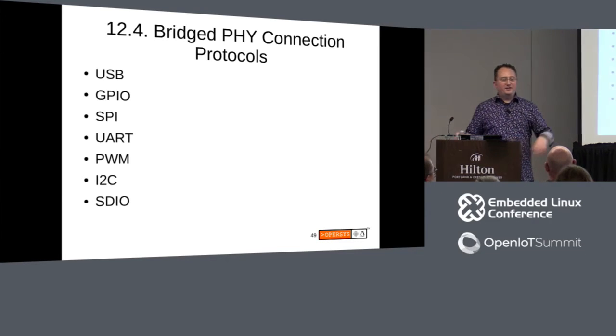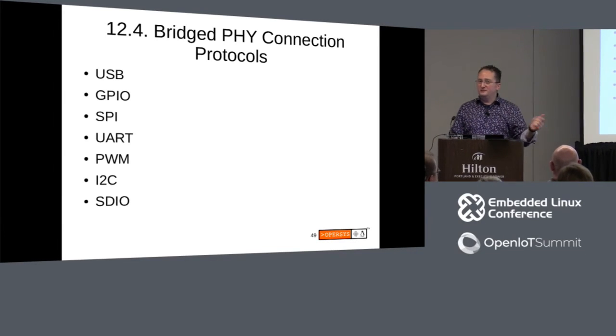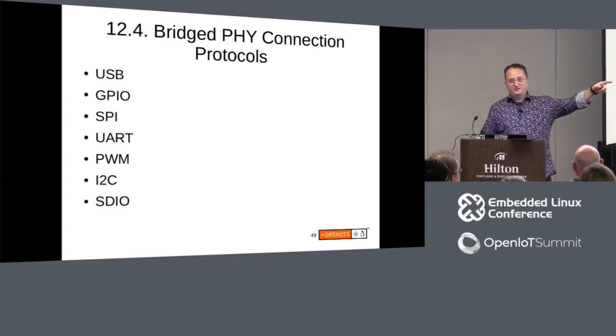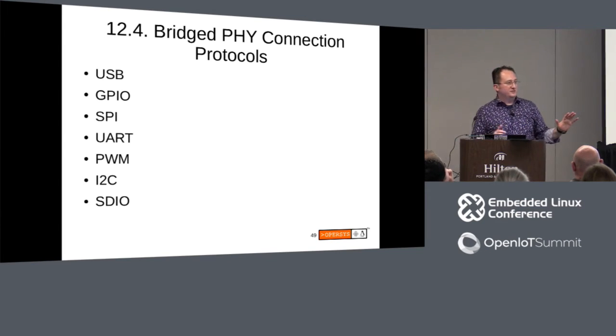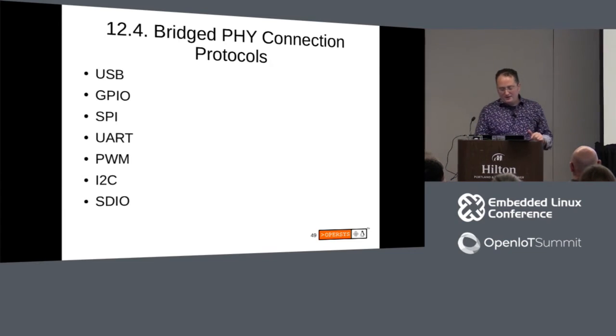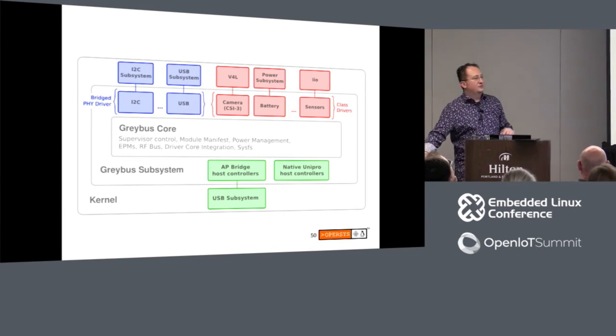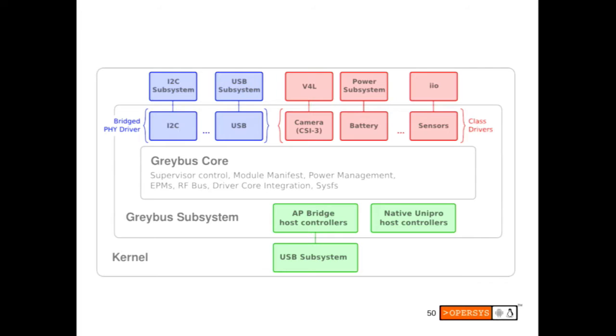In other words, you could have an application on Android talking I2C straight off to the I2C bus on the other side of the module, and the stack was none the wiser. It was all tunneled over Greybus, which gave us something a bit like this. I'm stealing this from Greg Kroah-Hartman. If I was trying to talk I2C, I would go into the I2C subsystem, which would be tunneled over the Greybus core, going to the AP bridge host controller off to the USB subsystem, because we're tunneling UniPro over USB in that design, and this goes off to the actual module on the other side.